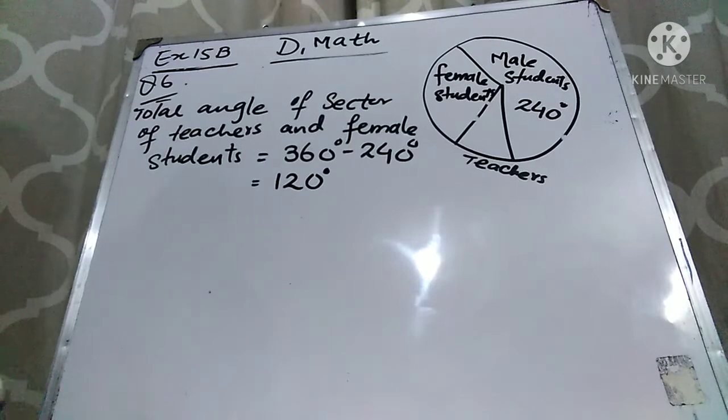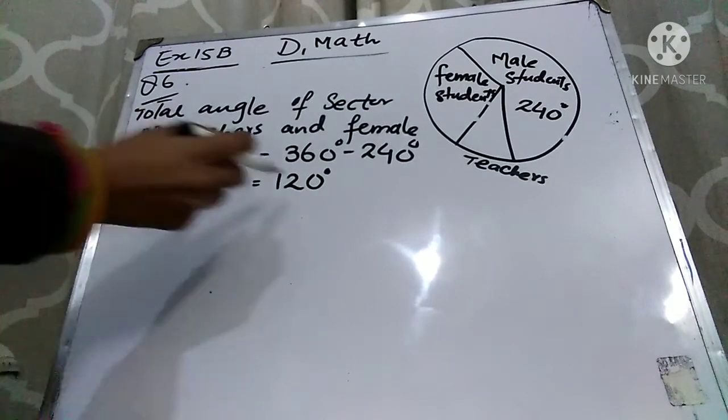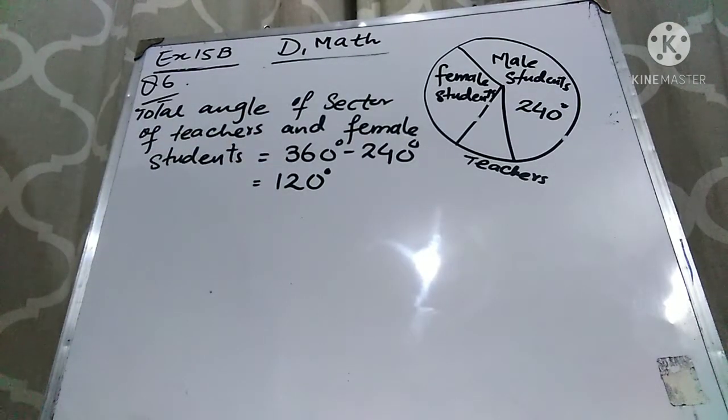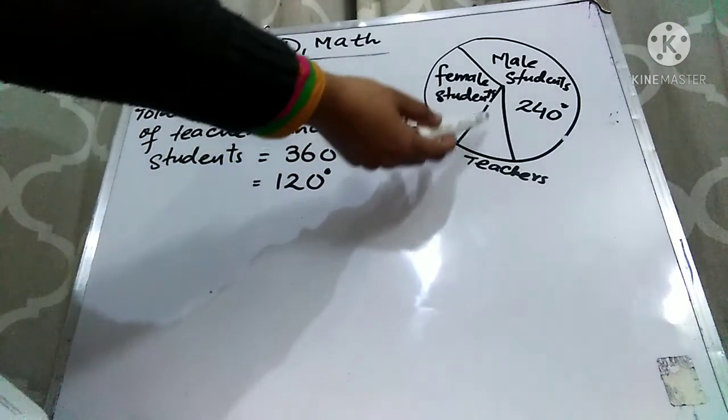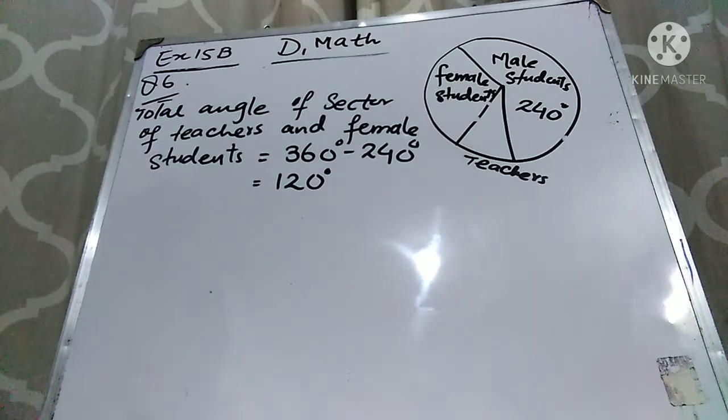It means that we are just confined to this angle. Now they are saying that if there are 5 times as many female students as teachers in the school, find the angle of the sector that represents the number of teachers in the school. Students, we do not know the number of teachers, because here there is no number given, and there is no angle given.